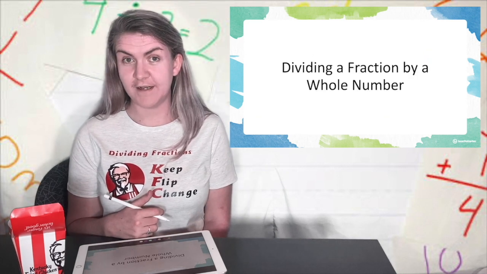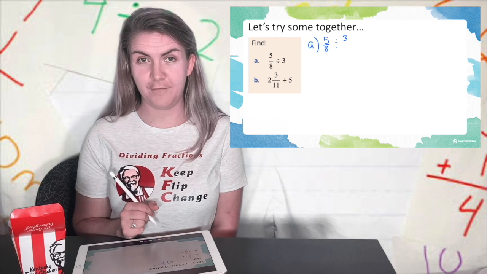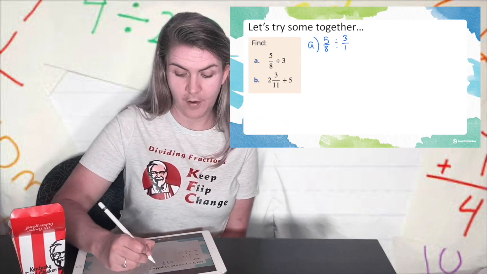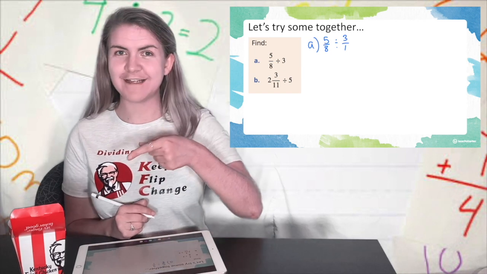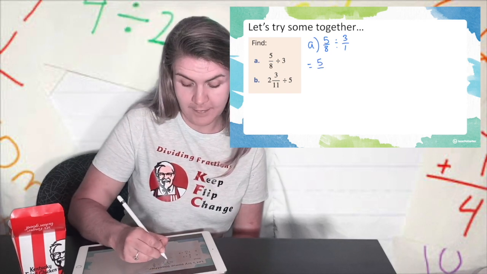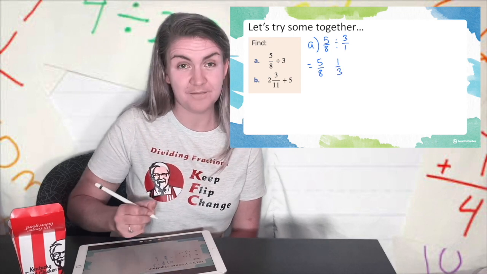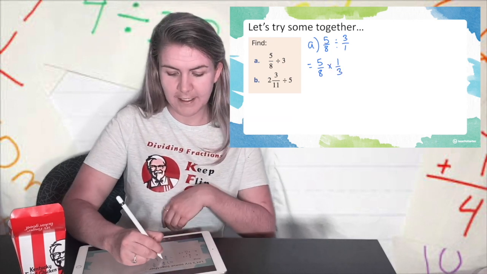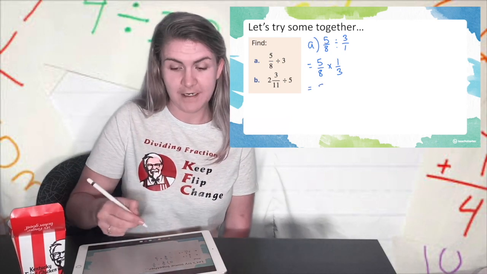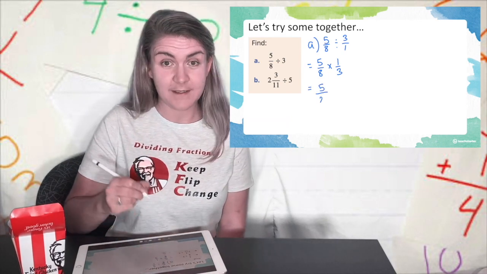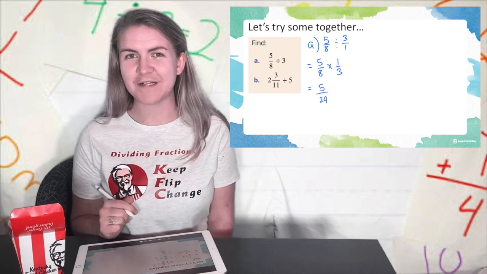So let's try dividing fractions by whole numbers. A, 5/8 divided by 3. I need to first put my whole number as a fraction over 1. Now I'm going to KFC. K, keep the first fraction the same. F, flip the second one upside down. C, change to a multiplication. Now I just multiply. 5 times 1 is 5. 8 times 3 is 24. Can I simplify? Nope, that's my answer.